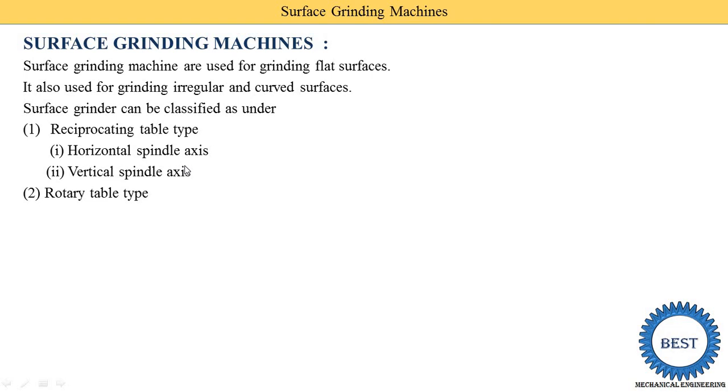The second classification is the rotary table type, where instead of reciprocating motion the table has a rotary motion. It also has the same classification of horizontal spindle axis and vertical spindle axis. If the grinding wheel is mounted on a horizontal spindle, it is called the rotary table with horizontal spindle axis. If the grinding wheel is mounted on a vertical spindle axis, it is called the rotary table type with vertical spindle axis. Now we will understand these four types in detail.